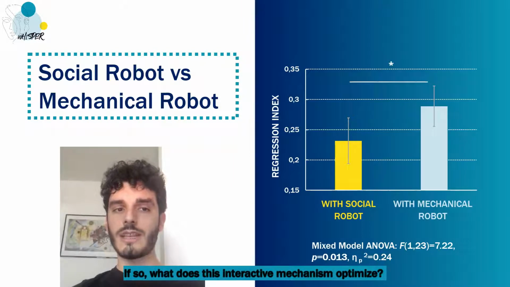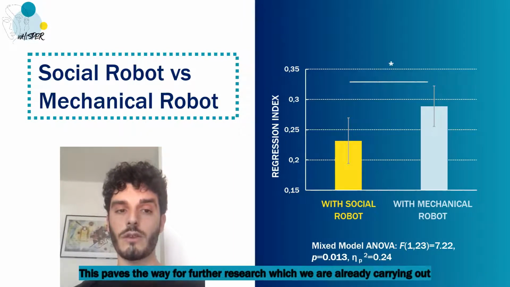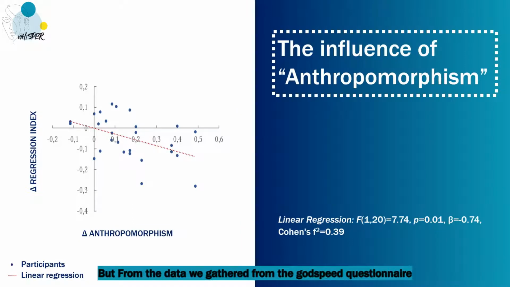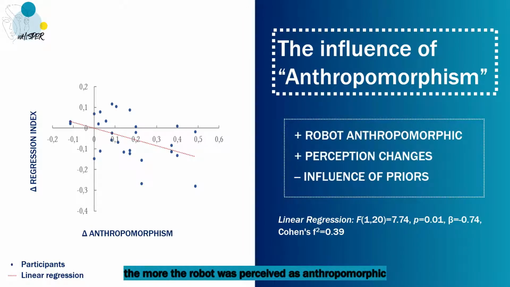If so, what does this interactive mechanism optimize? Is it in order to stay more focused on the current stimulus or for something else? This paves the way for further research, which we are already carrying out. But from the data we gathered from the Godspeed questionnaire, we noticed that the more the robot was perceived as anthropomorphic, the more participants changed their perception of space, relying less on their previous experience and more on the current stimulus.